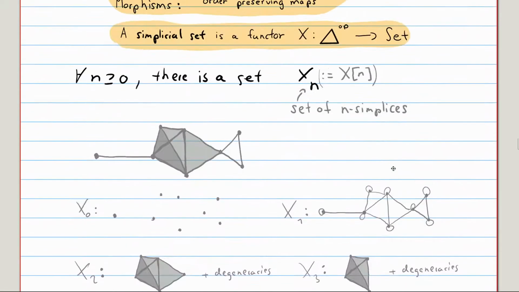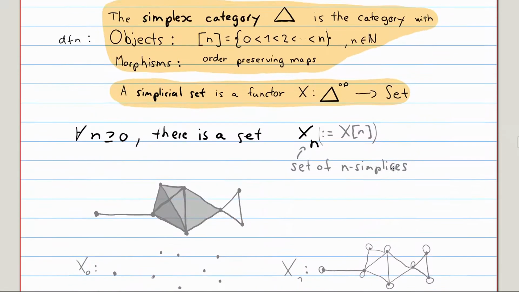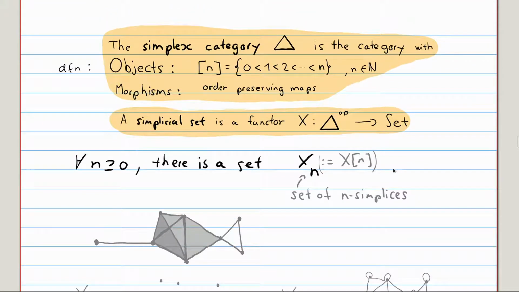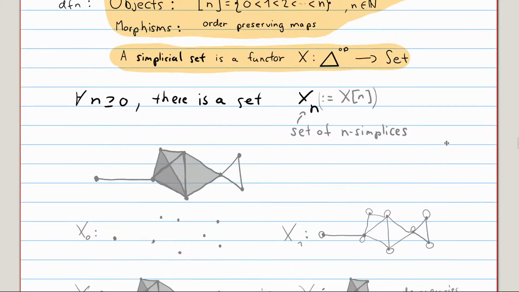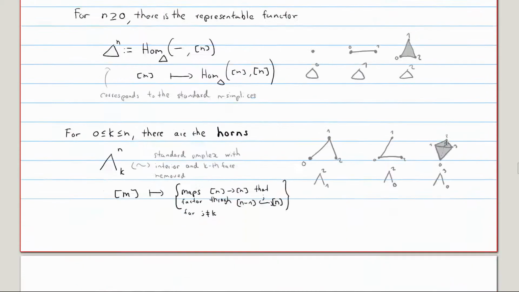And the reason this holds true is that one can easily show that every morphism in this category, so every order-preserving map, factors as a combination of these face and degeneracy maps. So therefore, it suffices to define those, and the rest follows from this data that we give it. Is that clear? Okay.